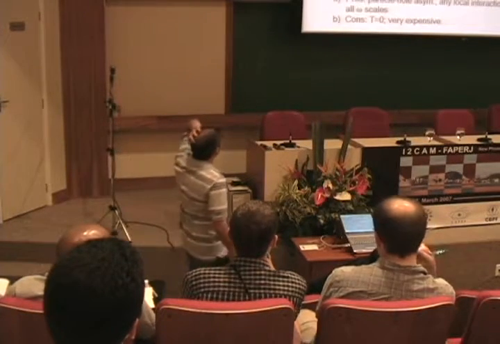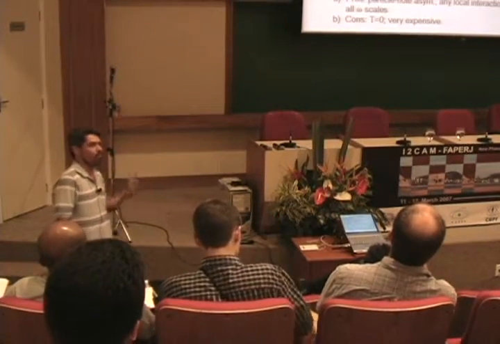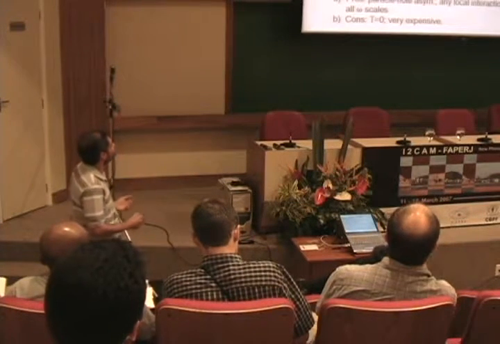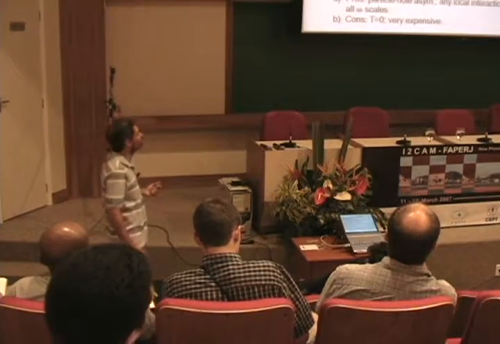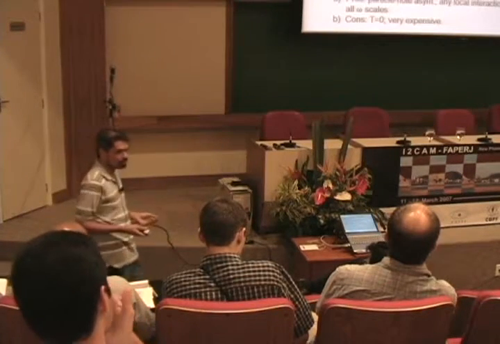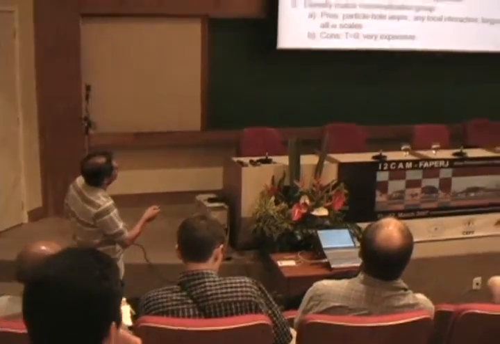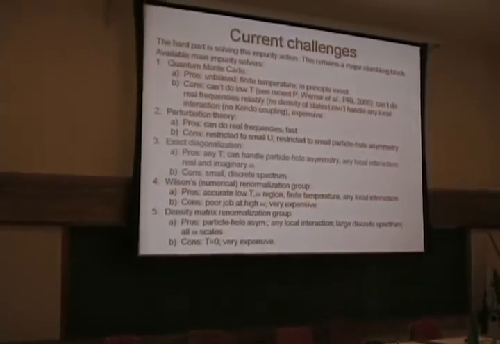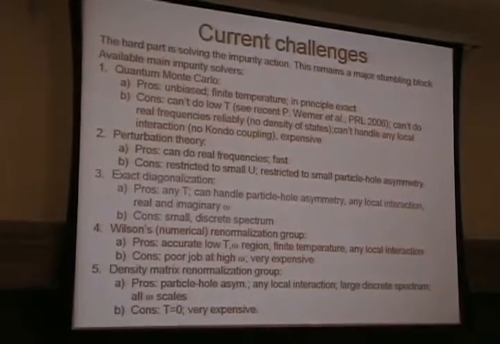So let me talk a little bit about current challenges in this. As I said before, the hard part from the beginning until now is the impurity problem. It's how to solve the impurity problem. So I just listed here many different methods that can be used to solve the impurity problem, and each has its pros and its cons. So for instance, coming back to your question, quantum Monte Carlo, you can do finite T, but you can't do real frequencies reliably, for instance. We can do that in perturbation theory. Then there's exact diagonalization, Wilson's RG, density matrix renormalization group.